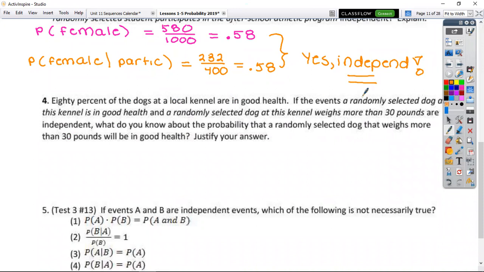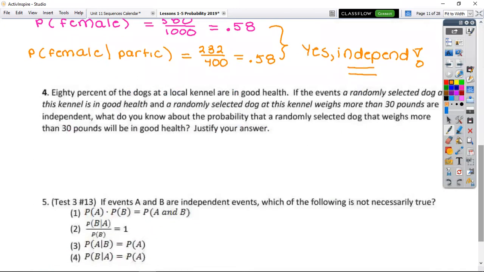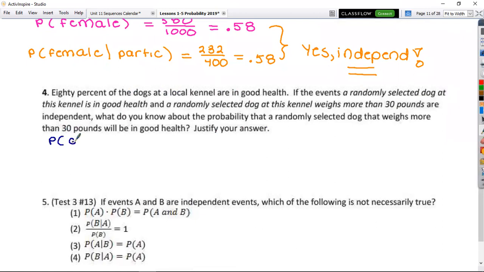All right, and then two more, and then that's it for now. So number 4 says 80% of dogs in a local kennel are in good health. I'm going to translate that. So probability of the dogs being in good health is 0.80. If the events that the randomly selected dog at the kennel is in good health and weighs more than 30 pounds are independent, underline, highlight, something.